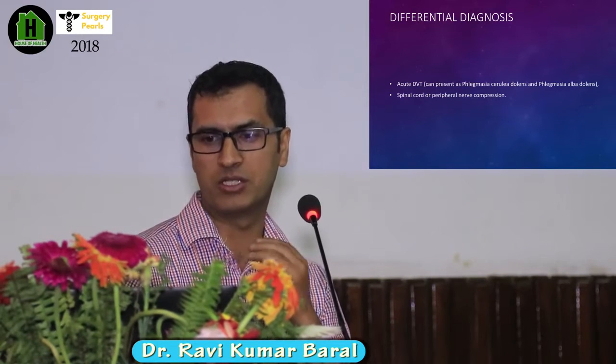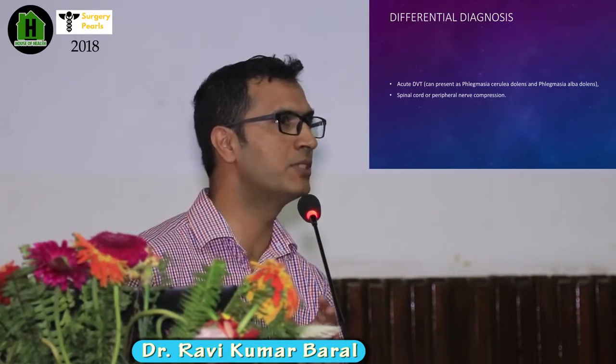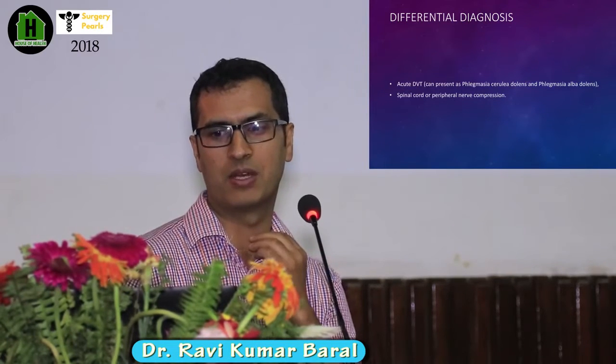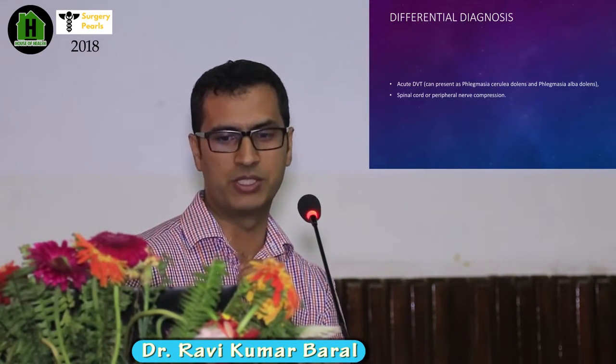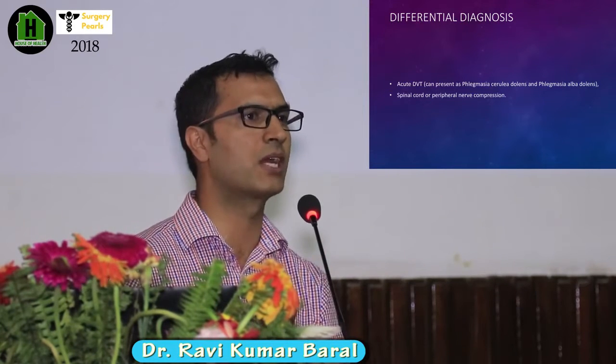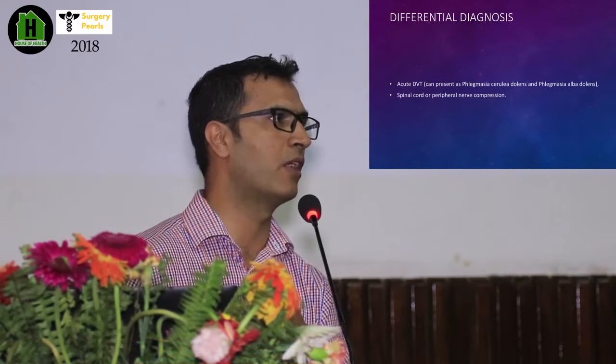So the differential diagnoses of acute ischemia per se are not many, but sometimes acute DVT with phlegmasia cerulea or alba dolens may present as an acute ischemic limb, but these are quite rare. Spinal cord or peripheral nerve compression sometimes can mimic claudication and the acute pain of ischemia, but can be well differentiated by thorough examination of the pulse itself. So there are not many differential diagnoses of acute critical limb ischemia.